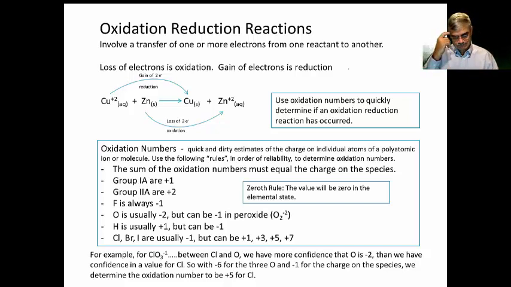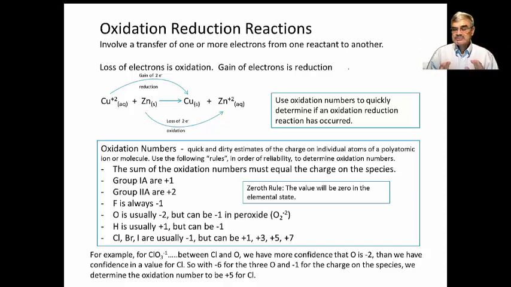All right, how am I going to keep up with this? Well, to keep up with this, you have to know oxidation numbers, and you have to be able to quickly look at a substance and determine what the oxidation number is of the various elements in the substance. Oxidation numbers are quick and dirty estimates of the charge on individual atoms of a molecule or a polyatomic ion. Now, when I say quick and dirty, I'll explain that in a moment.